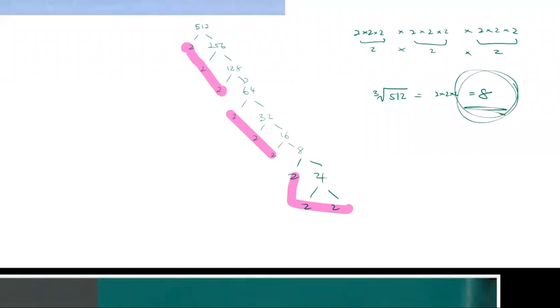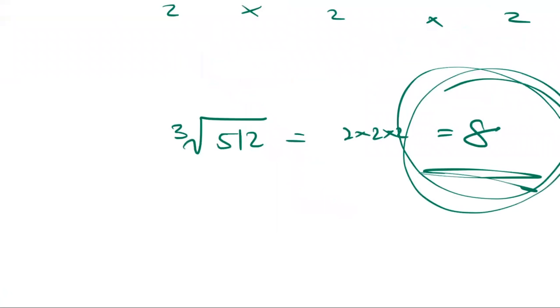So I get 2 times 2 times 2, one group, 2 times 2 times 2, second group, 2 times 2 times 2. So here I get 8. So I'm just going to take one from each group, 2, 2, 2. So the cube root of 512 is equal to 2 times 2 times 2, which is equal to 8. So this is my answer. If I don't have a calculator, I can do it this way.